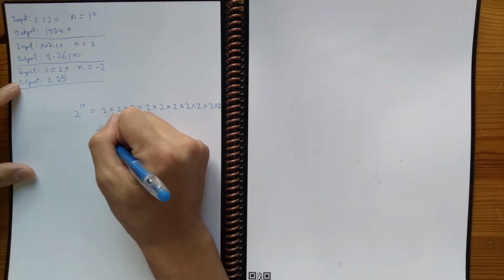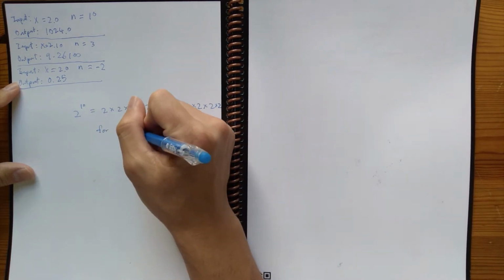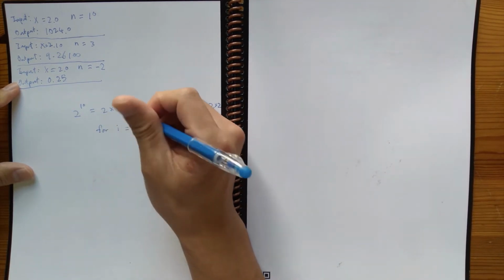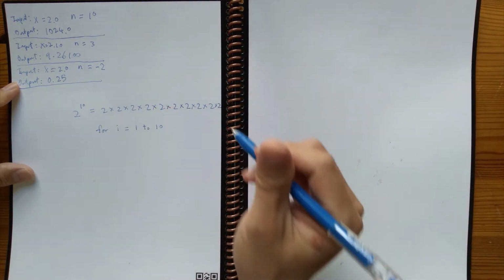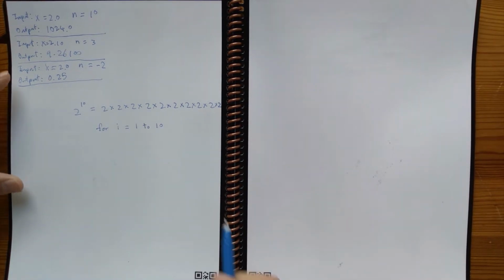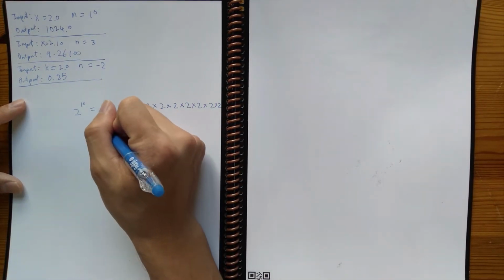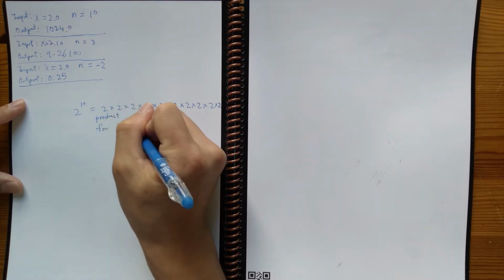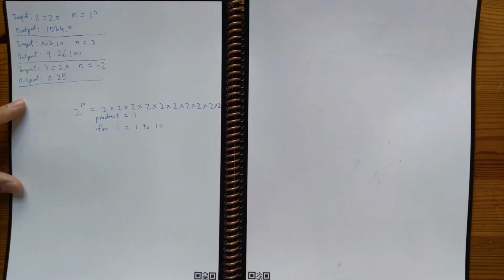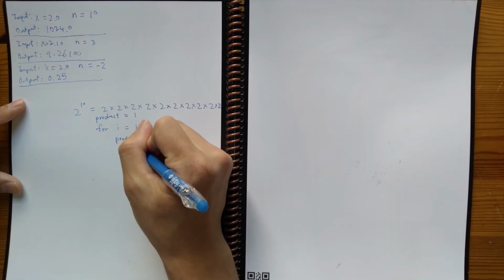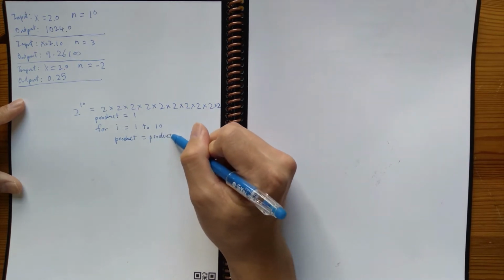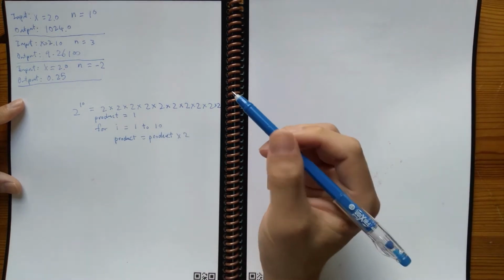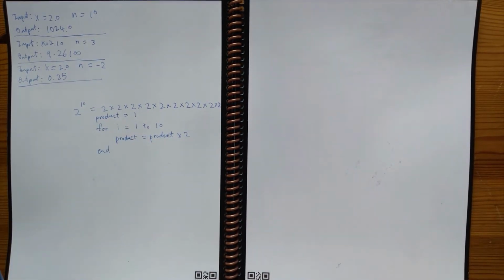So for i equals, I don't know, 1 to 10. I'm writing in pseudo basic, I guess. I have a product. If I initialize it at 1, then I can do product equals product times 2, and the for loop. That should give us what we're after here.